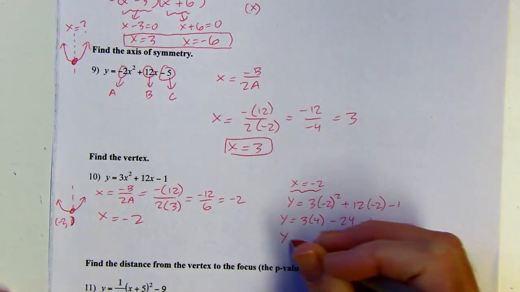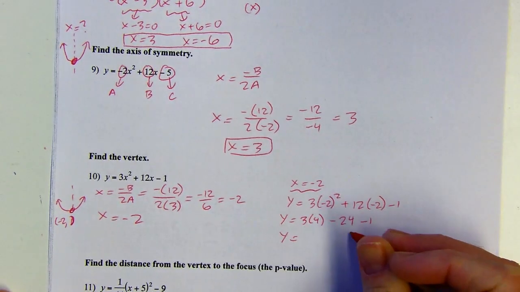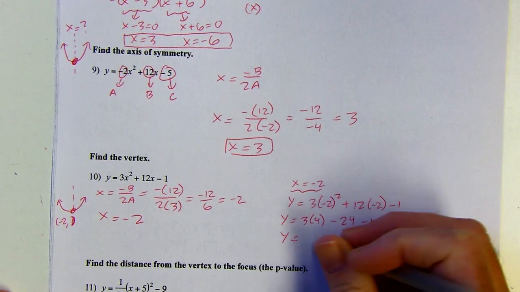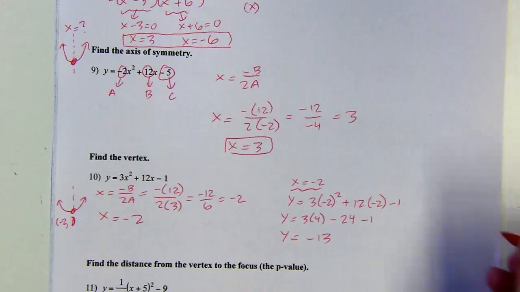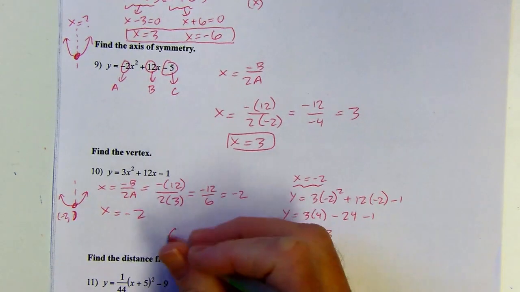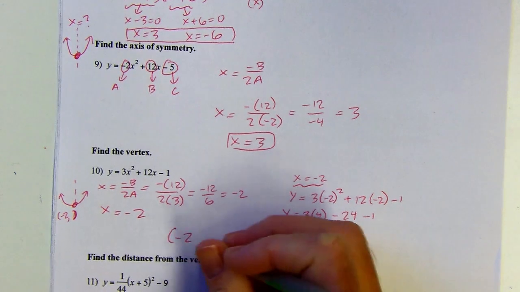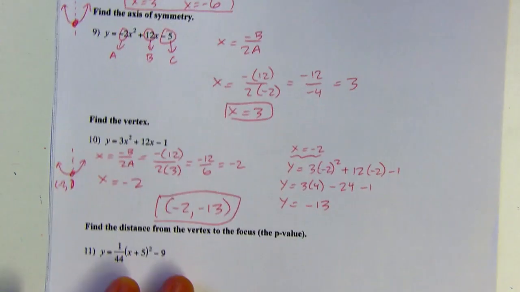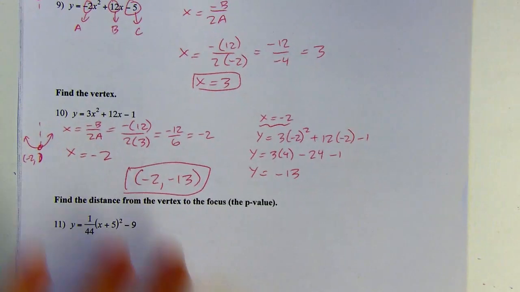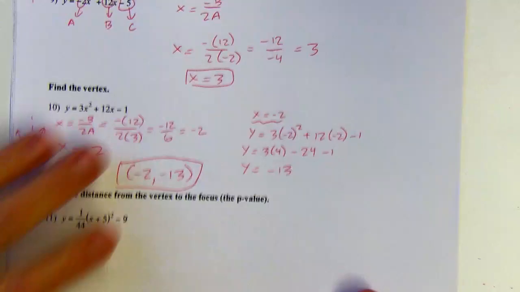Okay, let's see. I've got 12 minus 24 would be negative 12, minus another 1, negative 13. So when x equals negative 2, y equals negative 13. And that means my vertex is going to be the point negative 2, negative 13. Okay, so find the axis of symmetry, then plug that x value into the equation to find the y that goes with it.